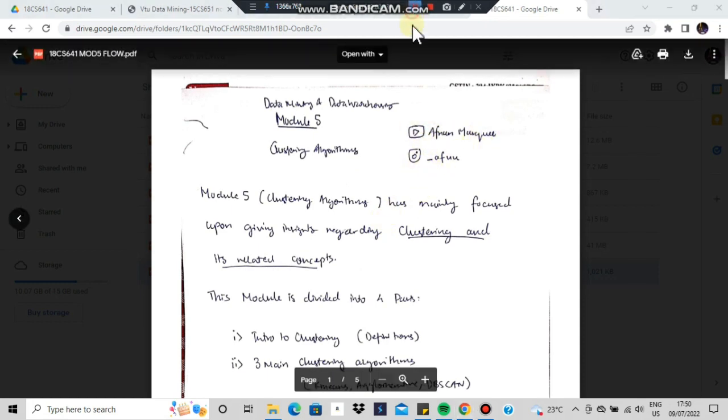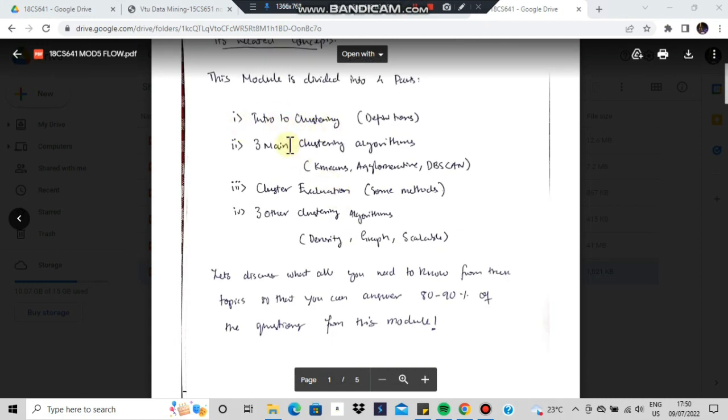So let's discuss the flow of these four topics. Let's start from the first topic, which is introduction to clustering. Let's discuss what all you need to know from these topics so that you can answer 80 to 90% of the questions from this module. The first one is the introduction to clustering. There we have some definitions.